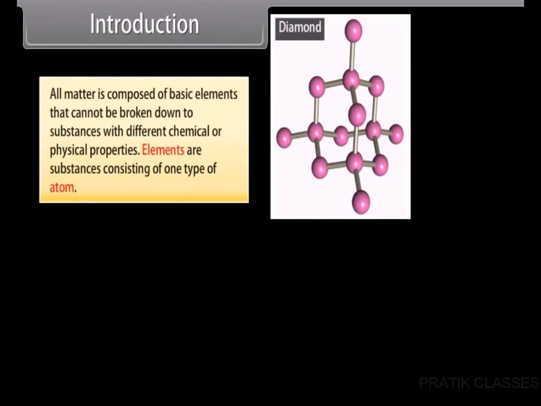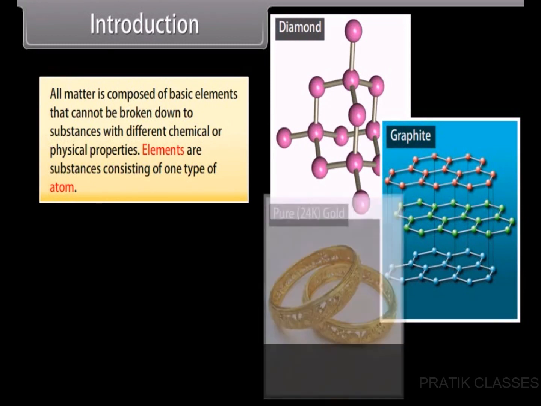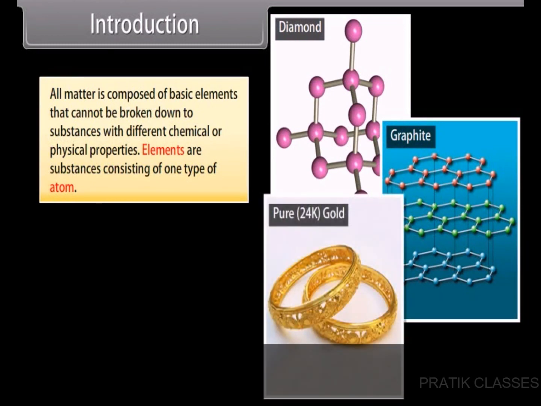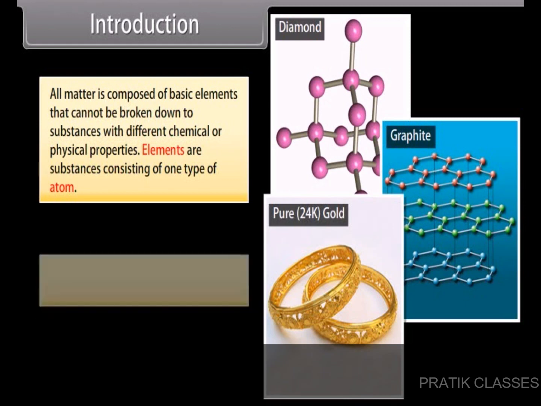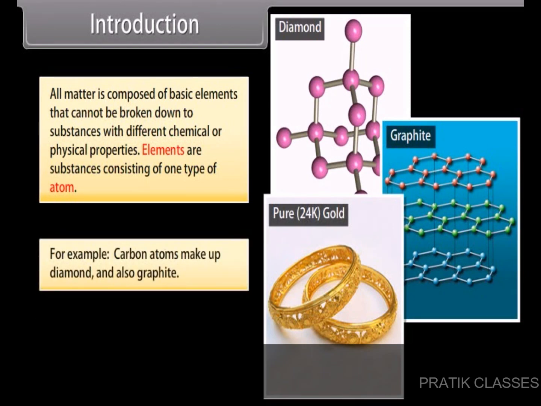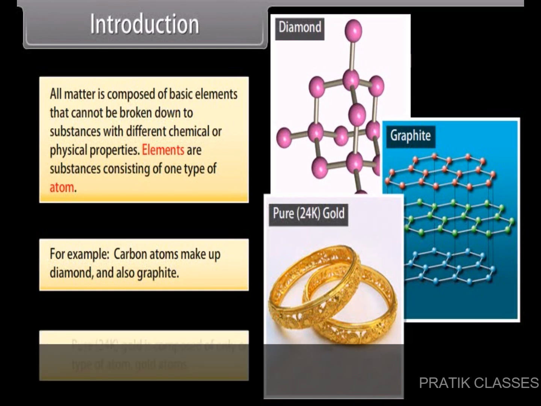All matter is composed of basic elements that cannot be broken down into substances with different chemical or physical properties. Elements are substances consisting of one type of atom. For example, carbon atoms make up diamond and also graphite. Pure 24-karat gold is composed of only one type of atom, gold atoms.